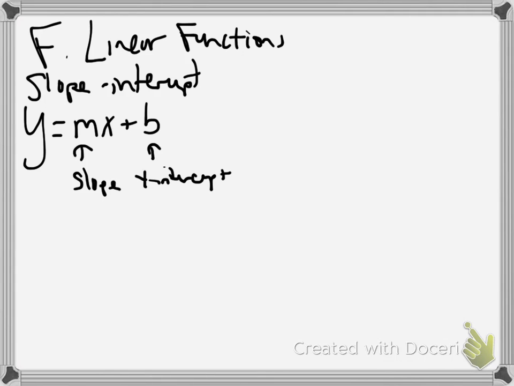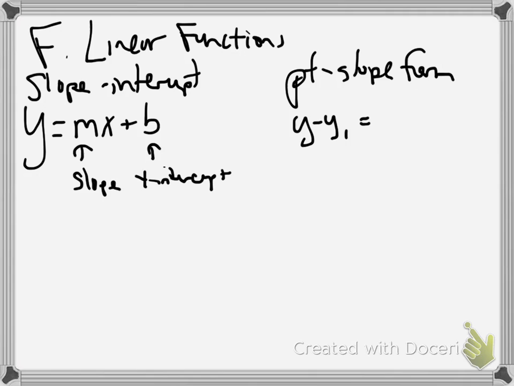A second form for the equation of a line is the so-called point-slope form. And again, like the name suggests, this form comes in handy if you only know one point on the line and the line's slope. It is y - y1 = m(x - x1).